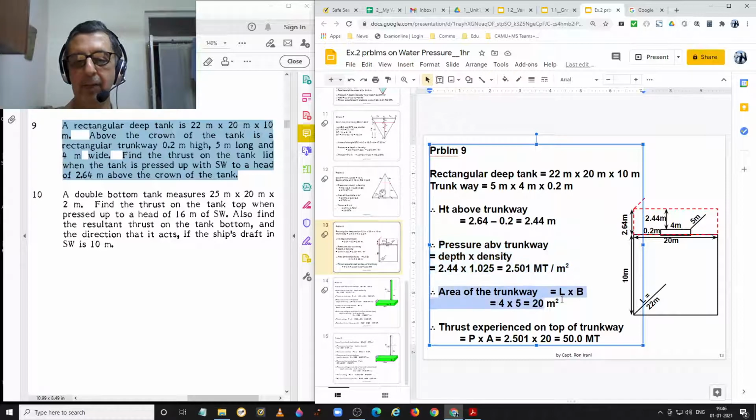Area of the trunkway is equal to length into breadth, that is 4 into 5, equal to 20 square meters. Therefore, thrust experienced on top of the trunkway is equal to 2.501 into 20, equal to 50 metric tons.